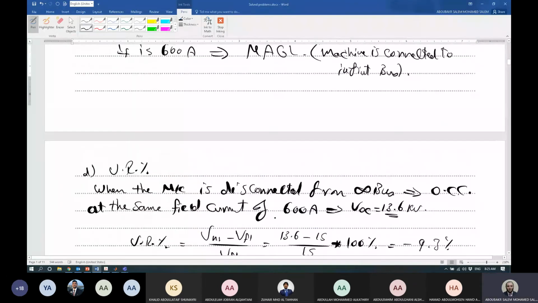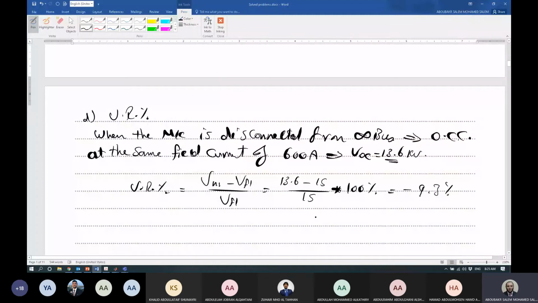So this is problem number 1. Is there any question in the calculation, about when we should use the modified air gap line and when we should use the air gap line? Everything is clear?